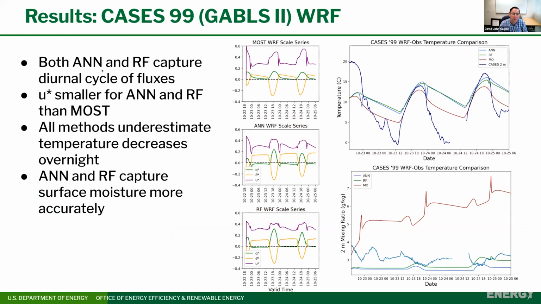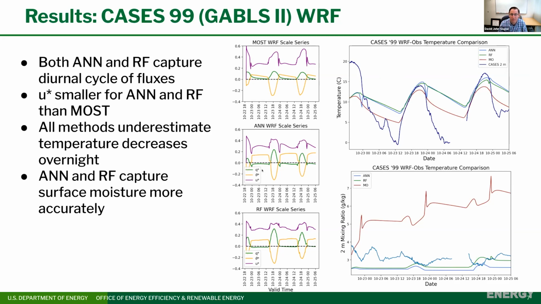So first, for CASES-99/GABLS2, I've plotted the q-star, theta-star, and u-star time series from Monin-Obukhov at the top, then the neural network in the middle and random forest at the bottom. You can see that all of them capture a diurnal cycle in all the different fluxes. Some of the key differences: both machine learning models have a higher theta-star at night in comparison with Monin-Obukhov.